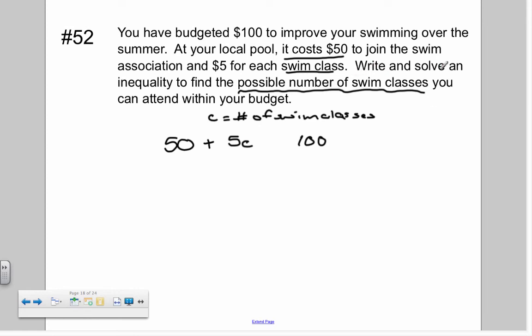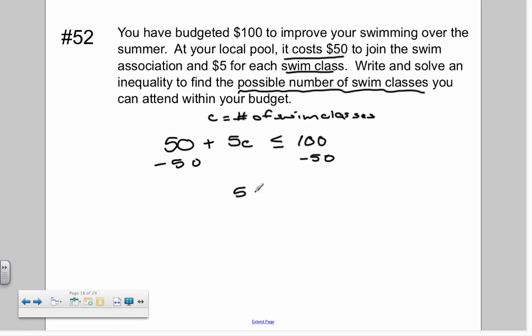So it says, write and solve an inequality to find the possible number of swim classes you can attend within your budget. So this is going to be the total cost of everything, and this is how much money I have. Well, the total cost needs to be less than or equal to my budget. So now I have my inequality written, and now I can solve it to figure out what possible number of swim classes I can attend. So let's go ahead and do that.